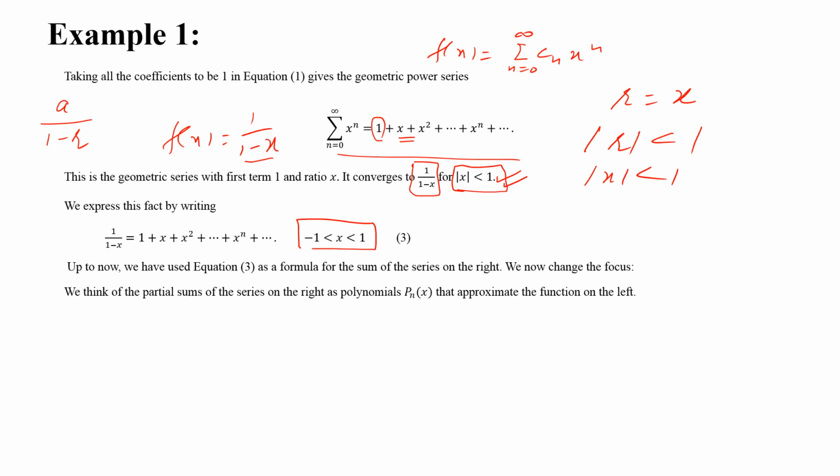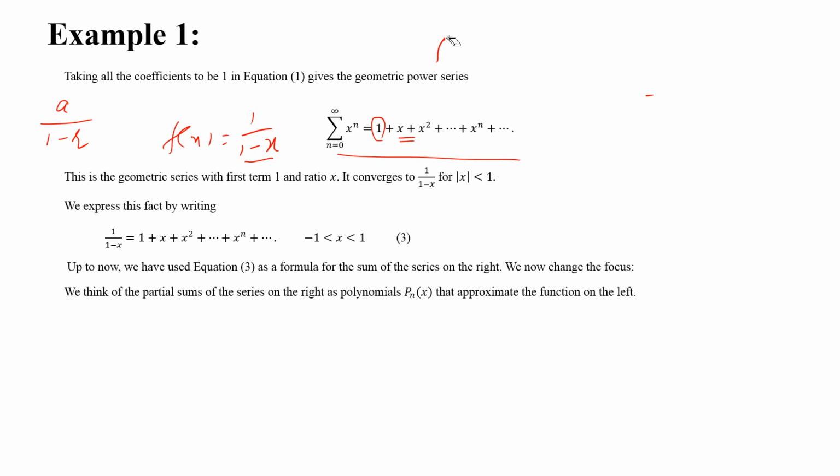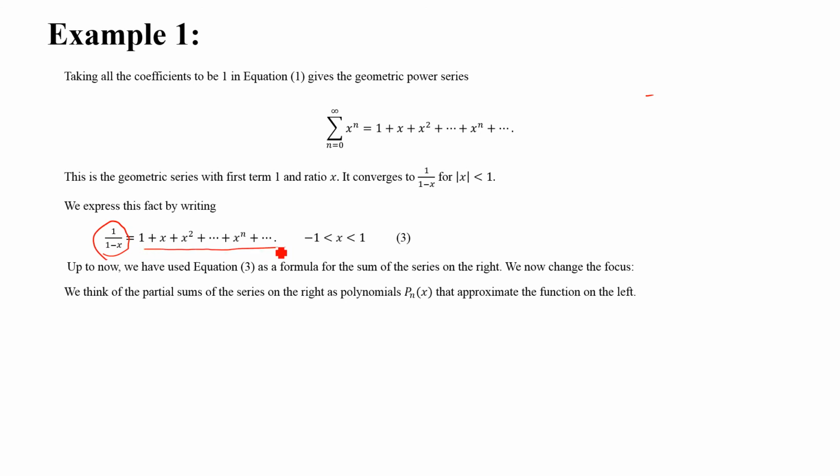Now, let's have a look at partial sums of the series, in order to check whether this series converges to this function 1 over 1 minus x. So we will draw this function along with the partial sums of the series, and we will see how this series converges to the graph of this function. Now partial sums of this series are the polynomials p_n(x).